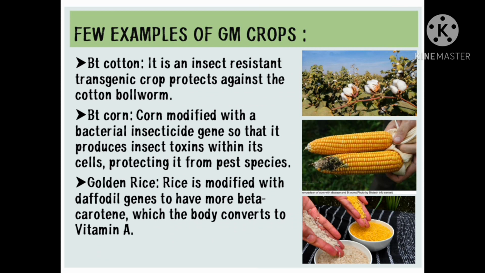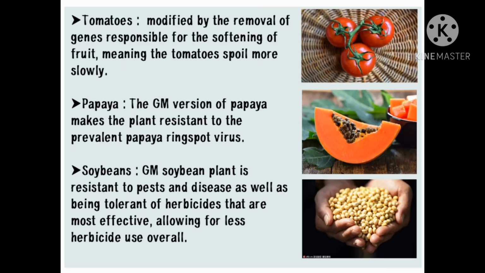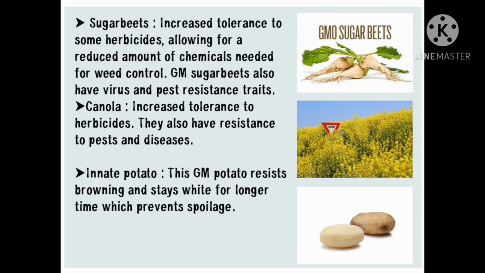A few examples of GM crops are: Bt cotton provides resistance to cotton bollworm, Bt corn provides resistance to pest species, golden rice provides vitamin A enriched rice, tomatoes prevent softening of fruit, papaya provides resistance to papaya ringspot virus, soybeans provide resistance to pests and diseases, sugar beets increase tolerance to herbicides and are pest resistant, canola increases tolerance to herbicides, and Innate potato resists browning and stays white for a longer time.